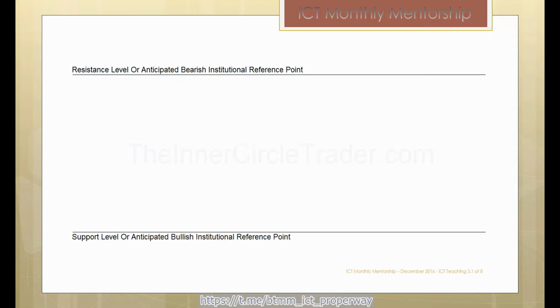Okay, when we look at the marketplace and we frame price action in the form of resistance levels and support levels, or anticipated bearish institutional reference points and anticipated bullish institutional reference points, we have to have a context in the marketplace behind our viewpoints. Are we looking at a market that has a bullish scenario, or a bearish scenario? In this example, we're going to look at a bearish example.